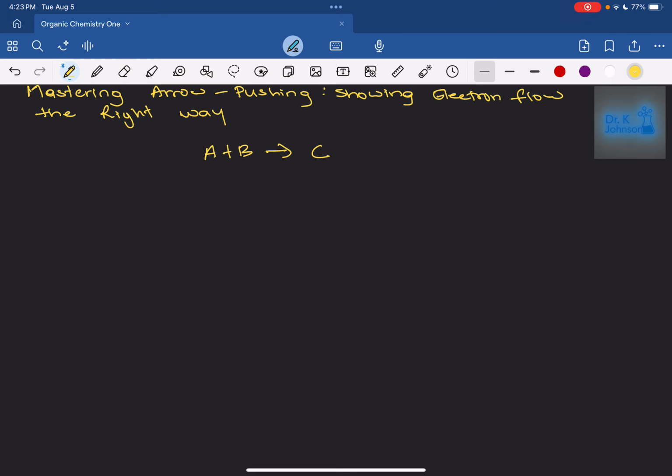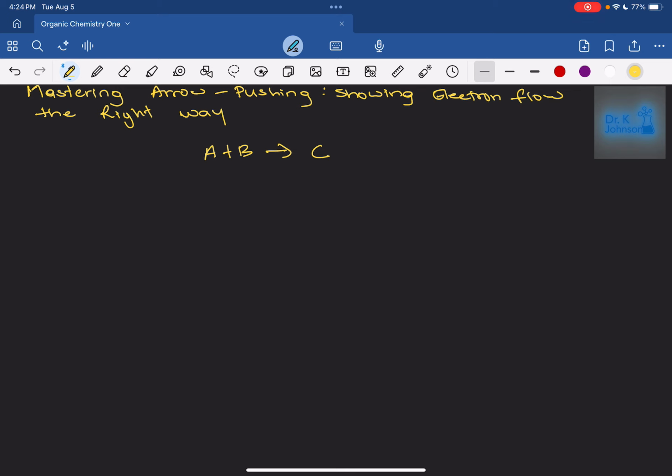So when I say it's important, it is extremely, extremely important. It's your Bible to reaction mechanisms. Being able to write a reaction mechanism is how you can figure out a product. It's how you can be given a product and figure out the starting materials. It's how you become a master, in the sense that they could throw any starting materials at you and you can figure out the product because you know how to use arrows.